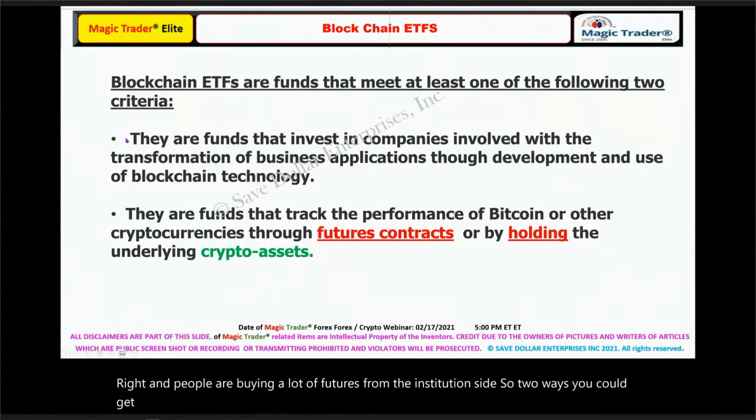So there are two ways you could get involved. If you are in love with Microsoft and they are putting money into blockchain, then buy Microsoft. Nobody's telling you no, right?